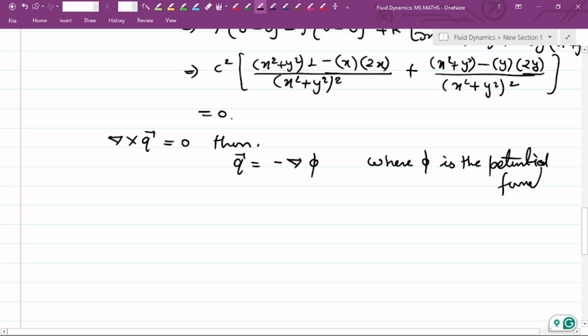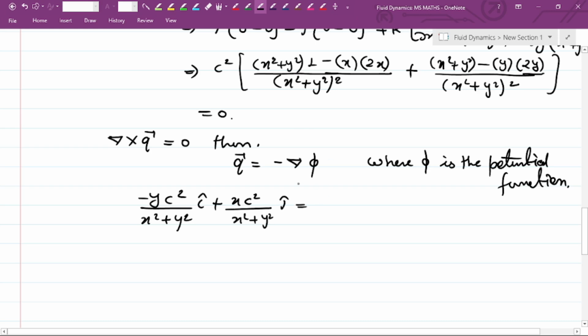Phi is the potential function. So phi will be the potential function for this. Then what is the q vector? It is basically y c square upon x square plus y square i cap, plus x into c square upon x square plus y square j cap.